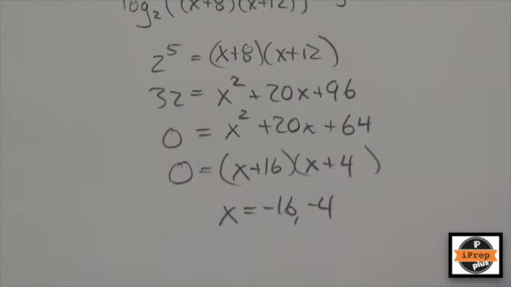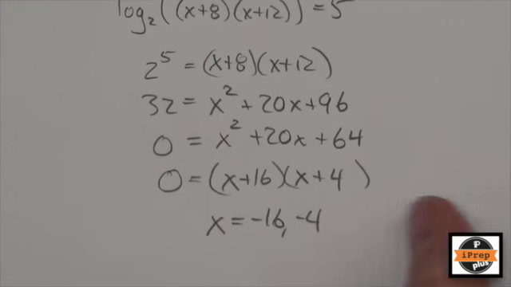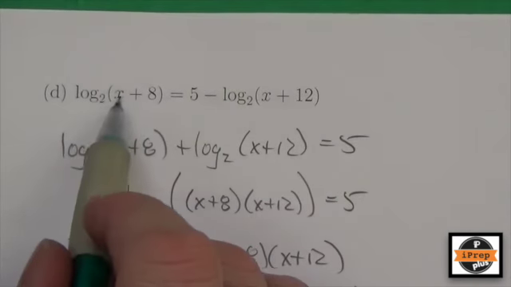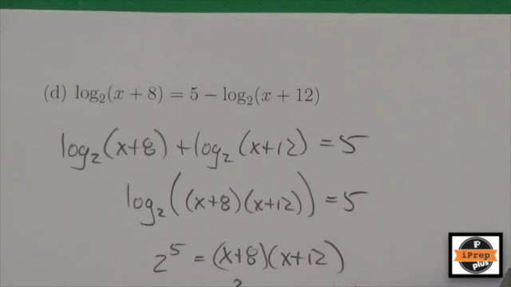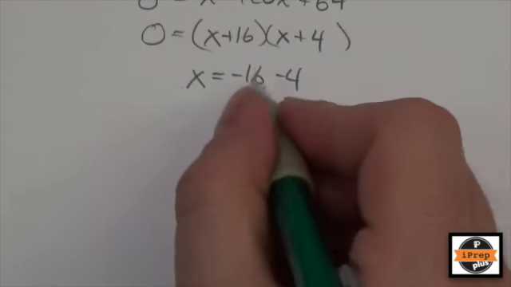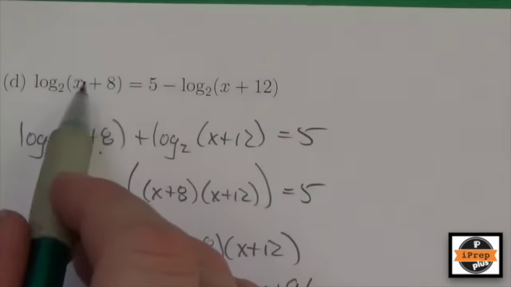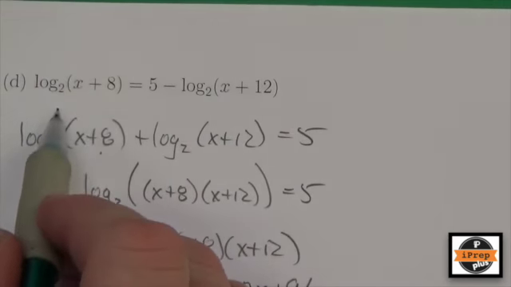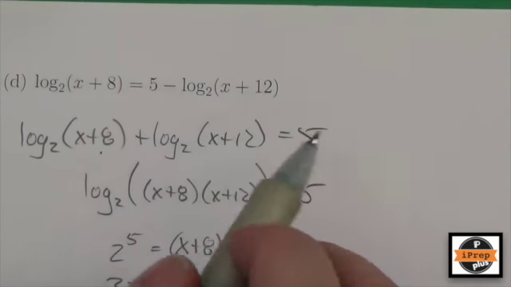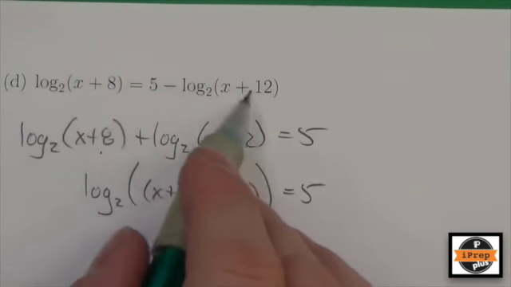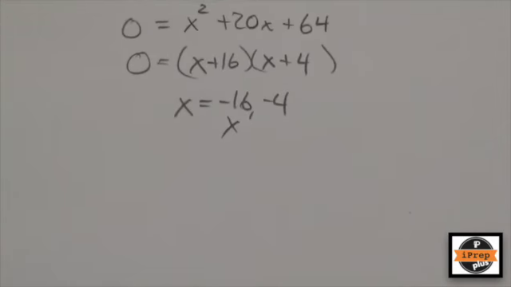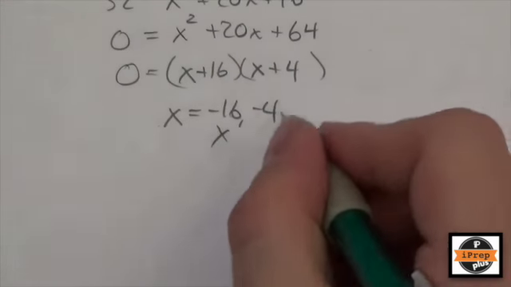So let's go check at the top here. Let's take the negative 16 to start off with. Negative 16 plus 8, well, that's going to be negative 8. Well, I can't take the log of a negative, so right there, the negative 16 goes away. Negative 4 plus 8 is positive 4. Negative 4 plus 12 is positive 8. I can take the log of both of those. So it turns out negative 4 is an acceptable solution.